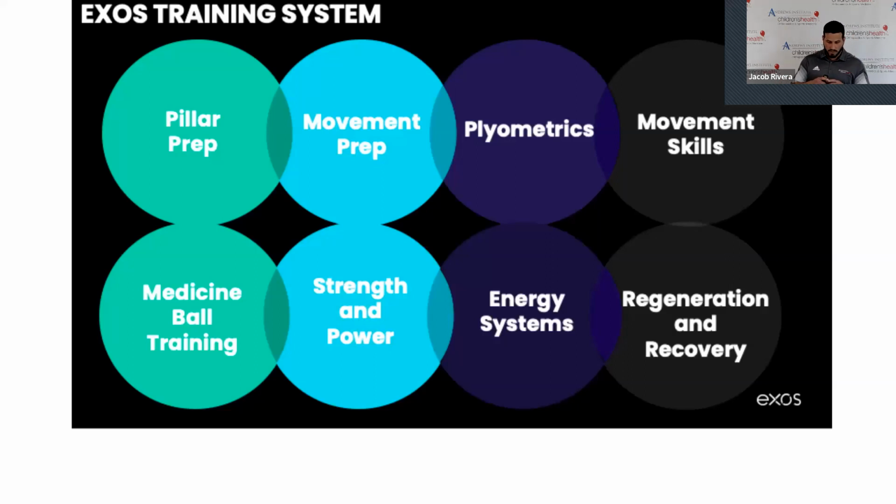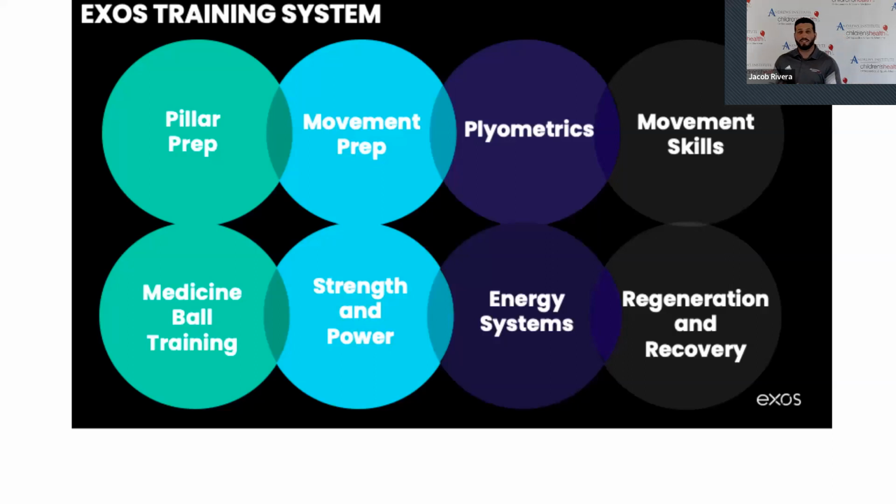A simple way to describe this system is there's really 3 components, although you see 8. The first component, between pillar prep, movement prep, and plyometrics, is all about movement quality. Can I improve an athlete's ability to move well, at all of their different joints?